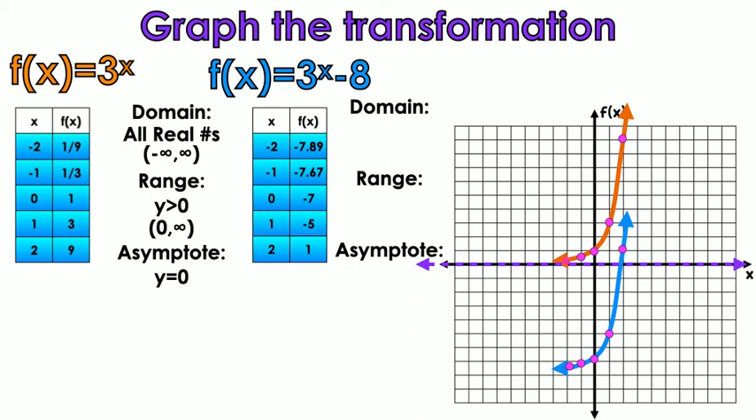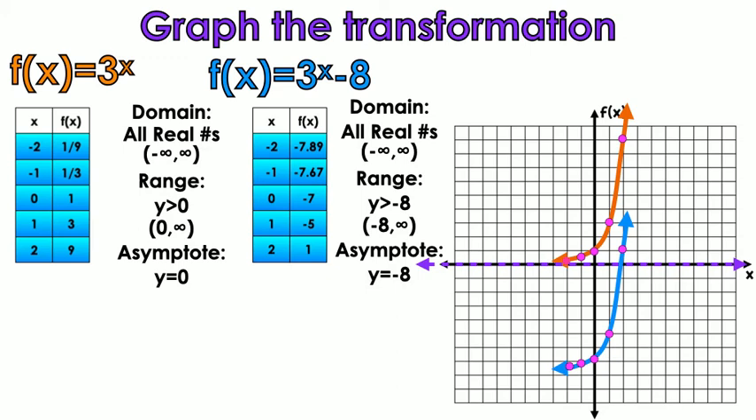So what is my domain? All real numbers, negative infinity to positive infinity. Every exponential function is going to be that way. Range, y is greater than negative 8. Because remember, we moved everything down 8. So instead of 0 comma infinity, it's negative 8 comma infinity. We've got to make sure we pay attention to that.